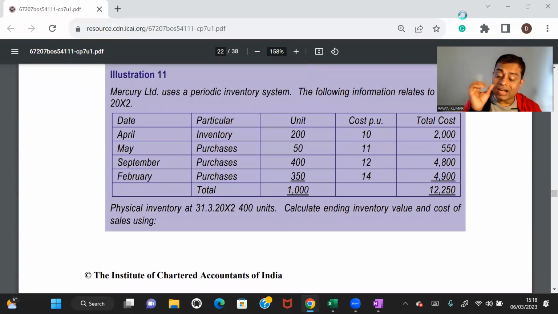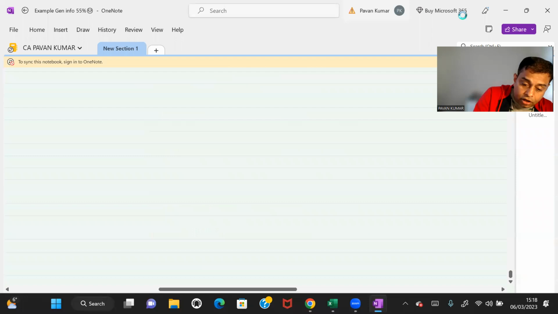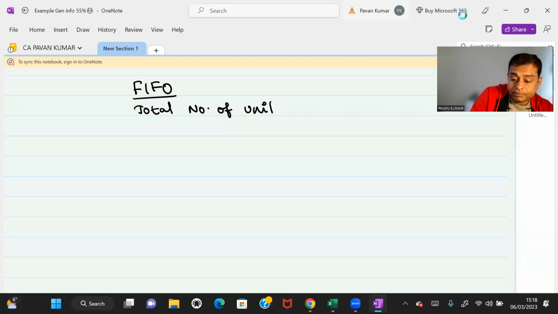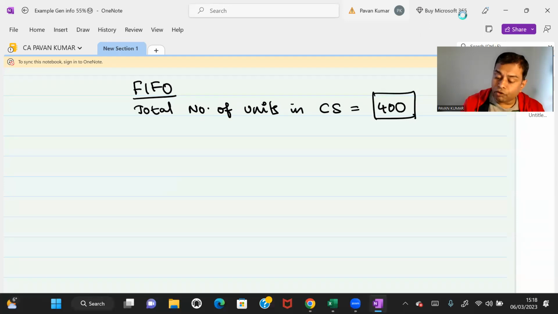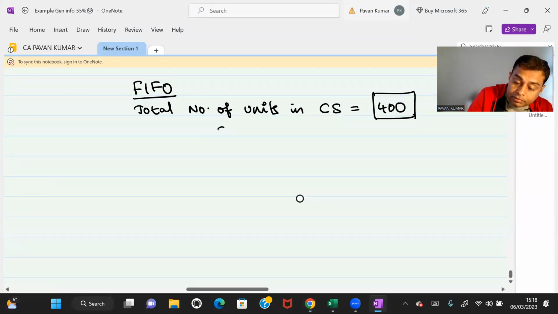Simple. If there are 400 units and I am following FIFO, the total number of units in closing stock is 400. In this 400, 350 would be from the latest purchase, because in FIFO the first ones, the 200 and the 50, might already have been used. So this 350 is still in hand, and 50 of the September purchase. So 350 into 14, and 50 into 12. This is my inventory value.